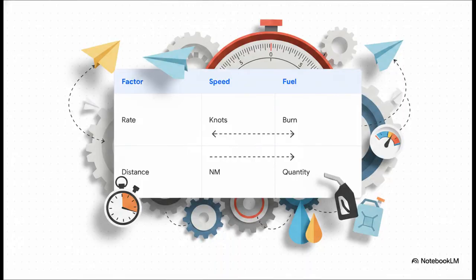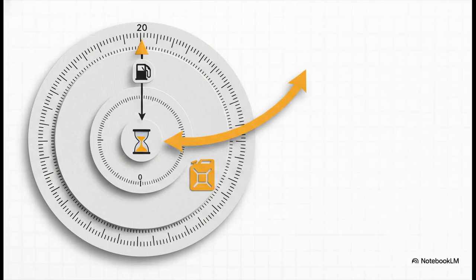And this brilliantly illustrates a beautiful secret of the E6B. If you can do time, speed, distance, well, you can automatically do fuel calculations. Look at this comparison. It is the exact same mathematical principle. Instead of your rate being speed in knots, your rate is just fuel burn in gallons per hour. And instead of your distance being nautical miles, your distance is simply your total fuel quantity in gallons. Let me prove it to you.